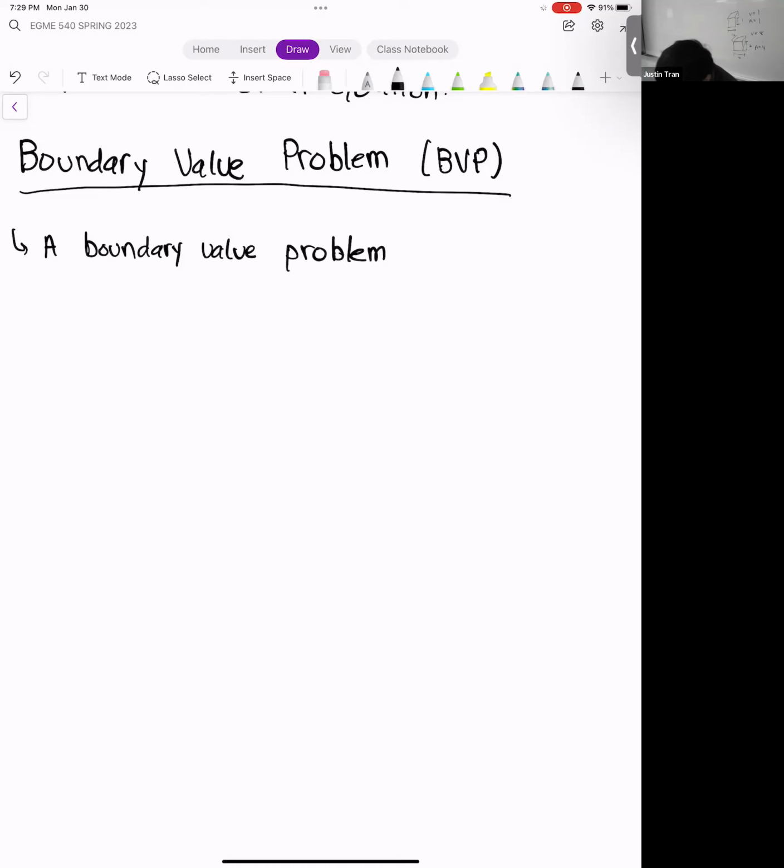A boundary value problem, one way that you can define it is that it's a mathematical expression for the type of problems that finite elements is designed to solve. So it's a mathematical expression for a physical situation that you want to model.